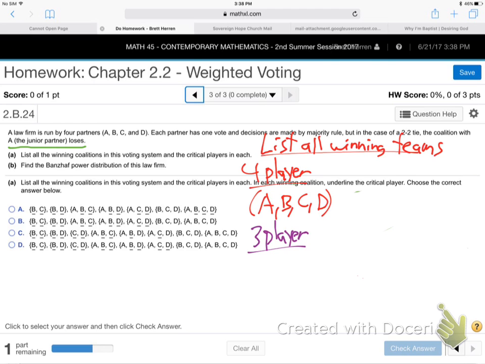Okay, so no numbers here. We just got to keep looking at the rule. So 3-player. Now, how do you do all 3-player teams? Let me let you list. It'd be worth taking 1 minute. List those out. Remember, use the system I gave you. You can't miss any. So list every 3-player team.